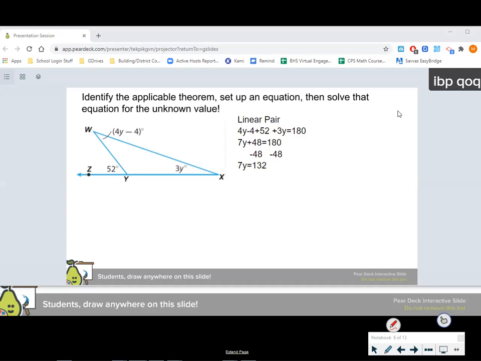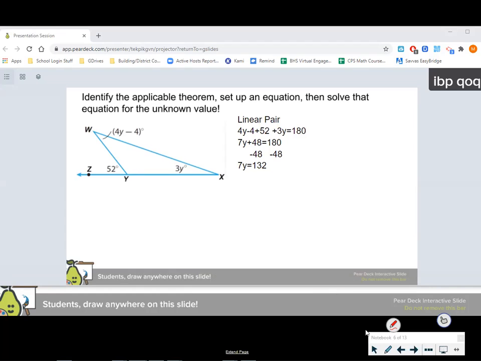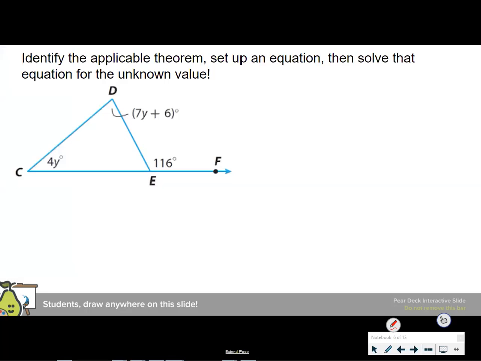Okay, let's see. So x equals what, 8, I think, is what we're looking for. You mean y? Yeah, y. Thank you. Okay, let's try this one real quick.